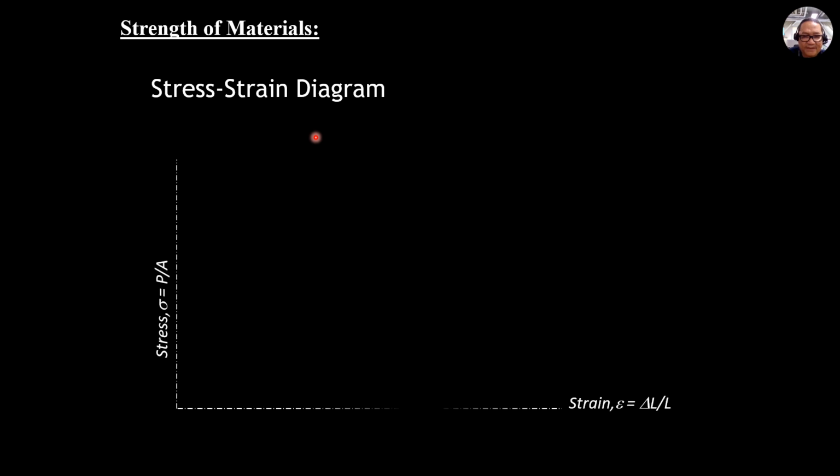So we have a specimen here. This is the stress, force over area, and the strain, which is the change in length divided by the original length. So this is the specimen, and as the load is increased, you have to look at the stress strain curve also. So when P is zero, it's zero.